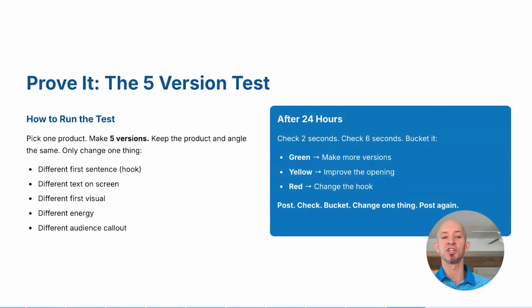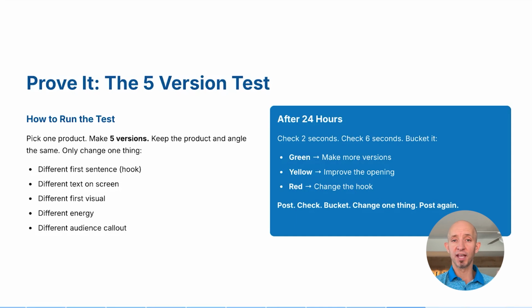Here's the 5-version test I would encourage each of you to do. Pick one product, make 5 different versions of it. Okay. Keep the product and the angle that you're going after. It might be, hey, attention all toddler moms. Okay, great. That's the angle you're going after. Now, here's what you do. Make 5 different versions of it.